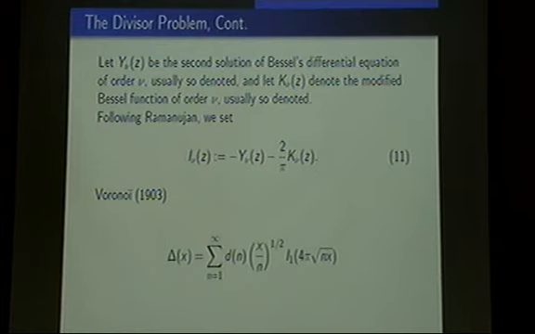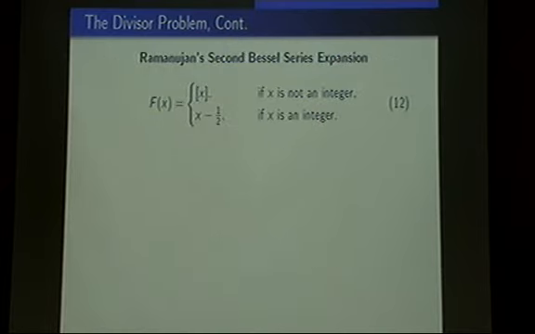And then Voronoi showed that the error term delta of x has this representation in terms of Bessel functions. And he used this representation for the error term to show that delta of x is big O of x to the 1/3 log x as x tends to infinity. And since Voronoi's paper, all advances on the Dirichlet divisor problem have depended upon this formula of Voronoi. Again, what one does is to use asymptotic formulas for the Bessel functions, and then estimate trigonometric sums.